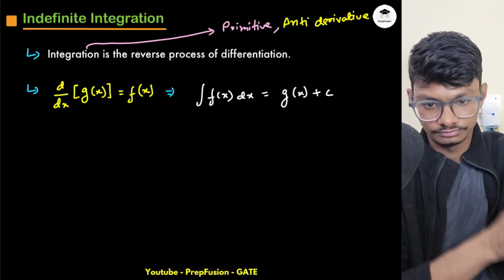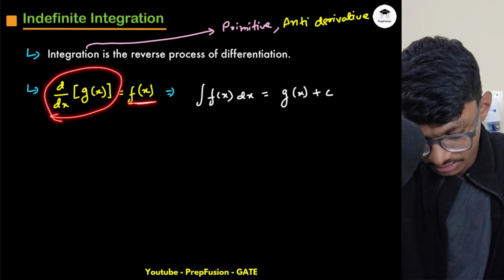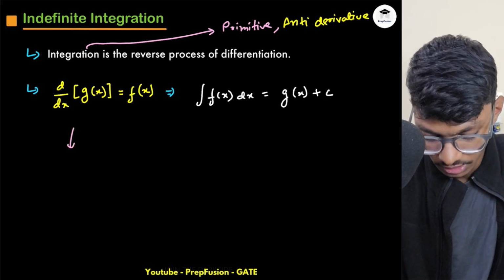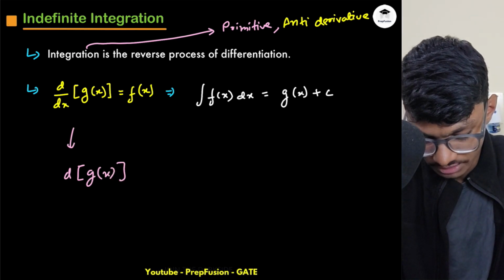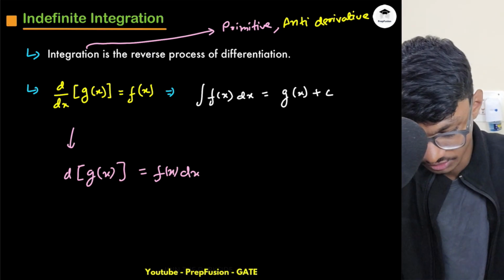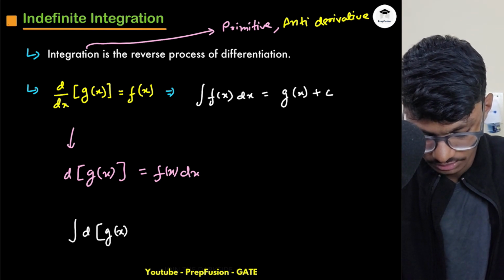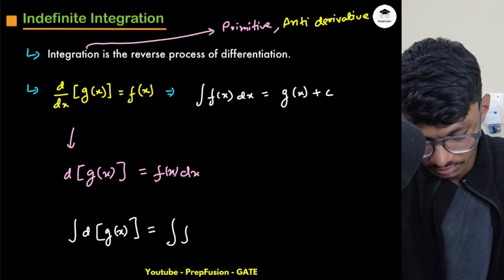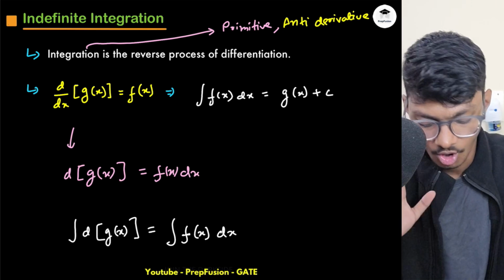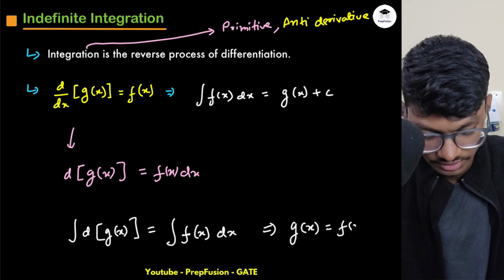Basically, as I am differentiating this, d g of x with d of x, generally what we do, this is not conventional, this is not written in books, but you can write it like this: d of g of x equals f of x into dx. Dx is a very small number. Now if we take the integration on both sides, integration of d of g of x equals integration of f of x dx. We know integration is the opposite of differentiation, so obviously this d will get cancelled. So I can write g of x equals f of x plus c.